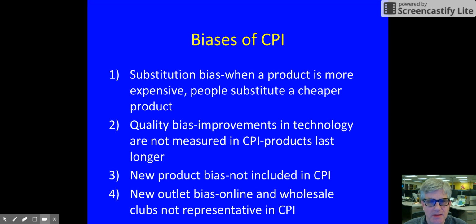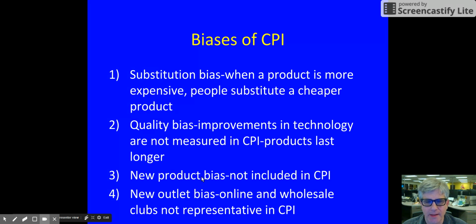There are some biases in the CPI. There's some problems with it. One is substitution bias. This is where if a product is more expensive, people will substitute a cheaper product and they won't buy the more expensive product. Here's a quality bias. Any improvements in technology are not measured in CPI. Products might last longer, they might be faster, they might be better, but the price really stays the same. That happens a lot with computers.